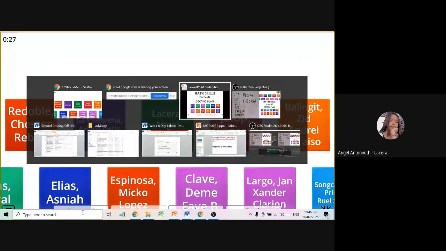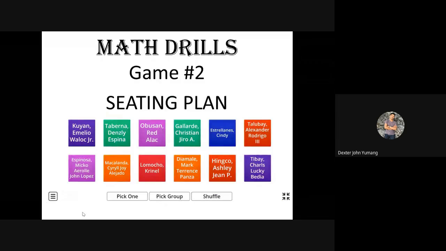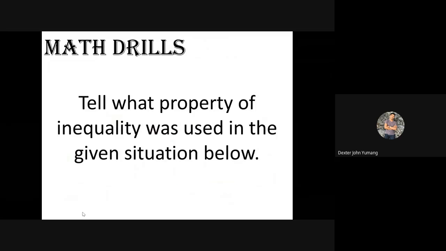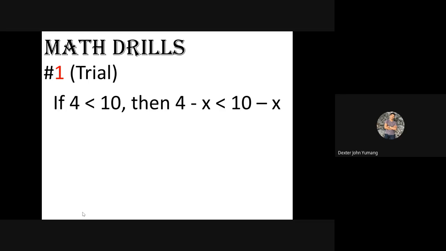Ready? Okay, so this is your question. Tell what property of inequality was used. You are given 1 minute to answer that one. Just type your answer on the chat box. Pwede mo din sabihin, pero mas maganda na i-type na lang para hindi ka malito magsalita. Okay? So, this is not trial. Ito na po. Go! Time starts now. Up to 1 minute only.